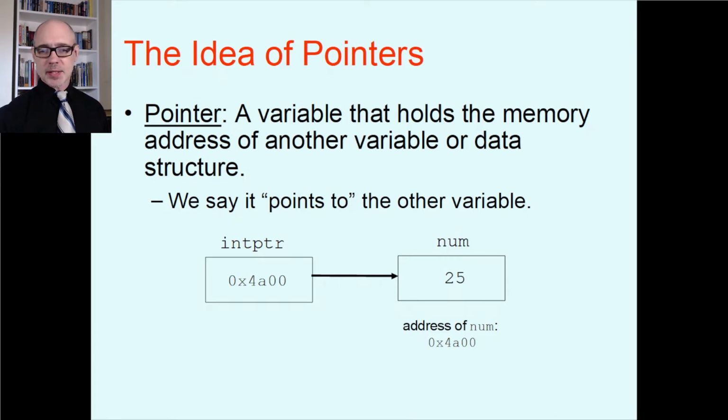So anyway, let's say that that is the address where this num got put. And now what you're going to see is we're going to create a pointer variable. It's going to be called int ptr, int pointer probably, and it's going to hold that address, right? And if for some reason you need to know where the num variable is, you can look at this int pointer and it tells you what the address is. That's the basic idea of pointers.